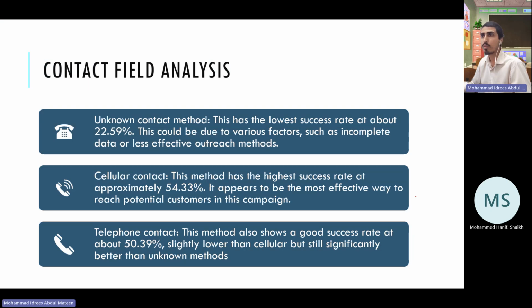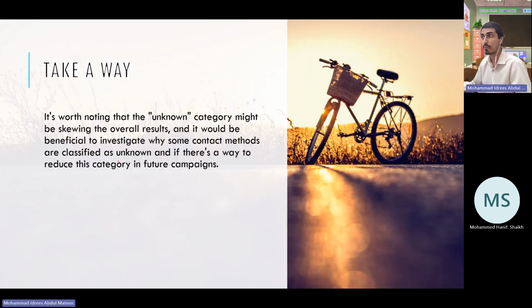And so what exactly can the contact field tell us? Unknown contact method has the lowest success rate. Cellular contact has the highest success rate, approximately 52 percent. And telephone contact shows a good success rate of about 50.39. So it means that only the cellular contact was a more approachable way for us, which the data is telling us.